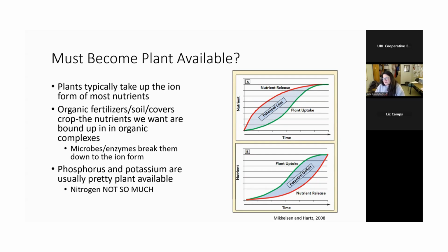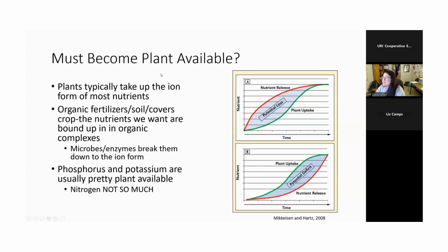Phosphorus and potassium in organic systems are usually fairly plant available with these sources. They're often either mineralized in the soil or mineralized in the product before we apply, or we can use the salt for those, but nitrogen, not so much.